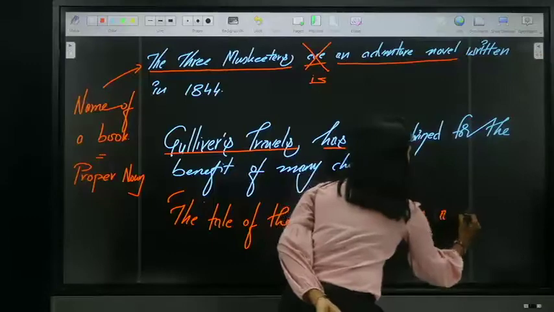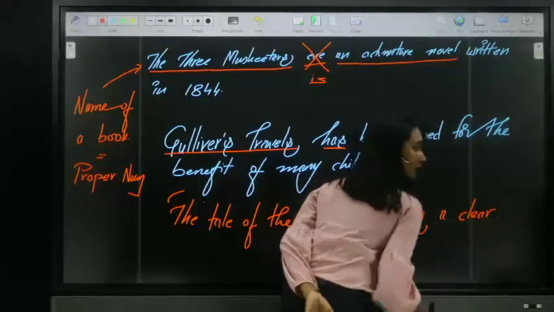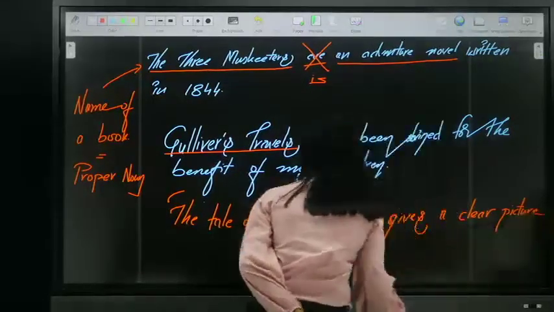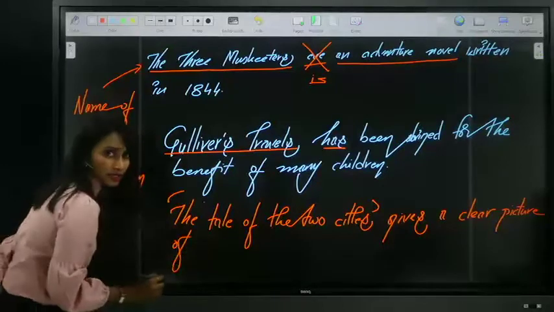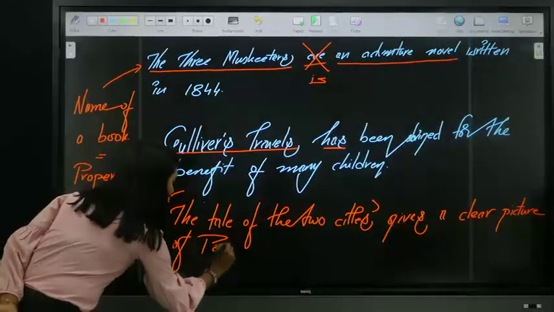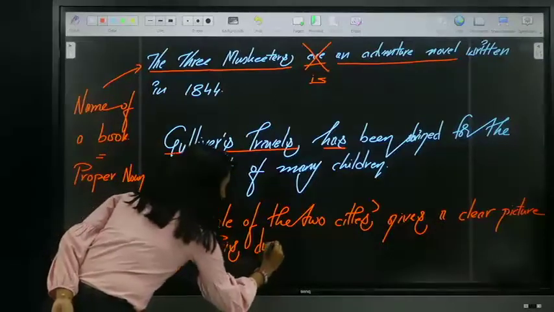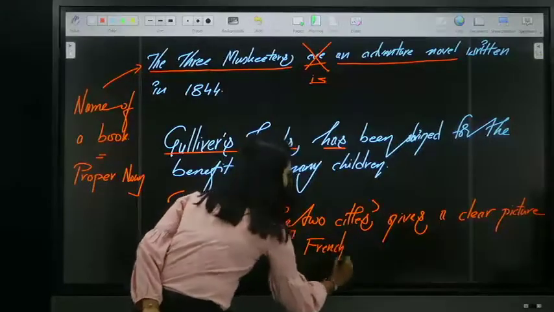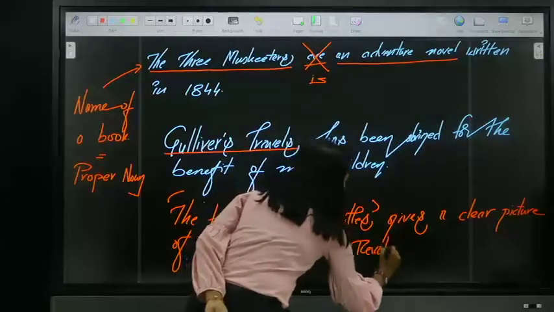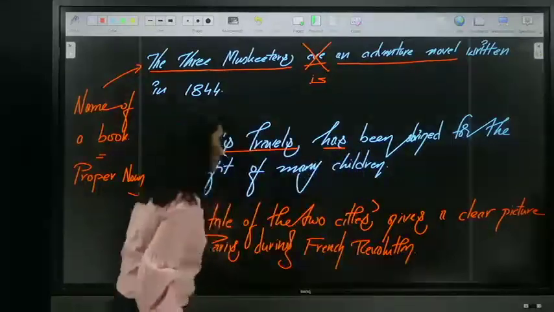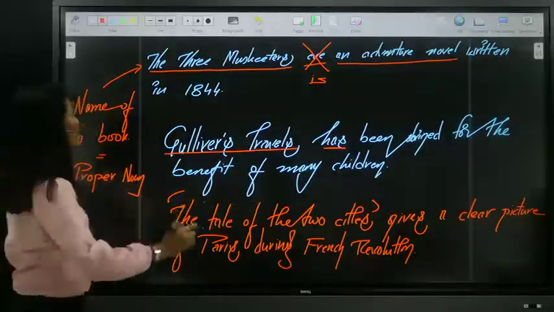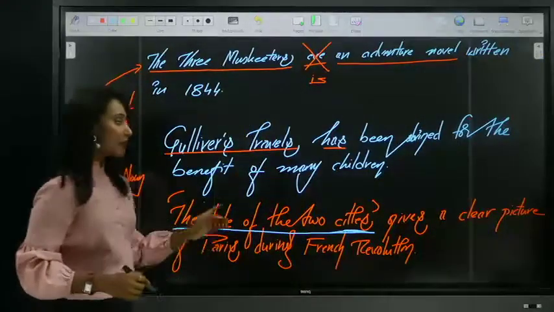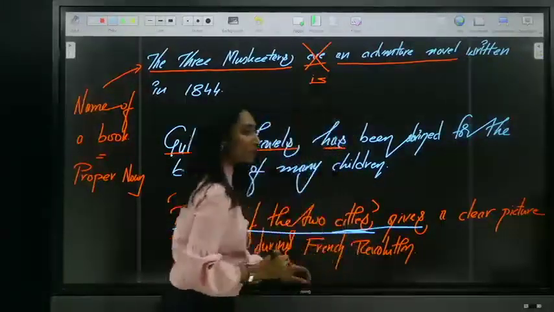gives a clear picture of, do you know the book is of Paris during the French Revolution. So the Tale of the Two Cities is the name of the book. Again, it ended with S but doesn't mean it is plural. Hence, it is singular. We took a singular verb, gives.